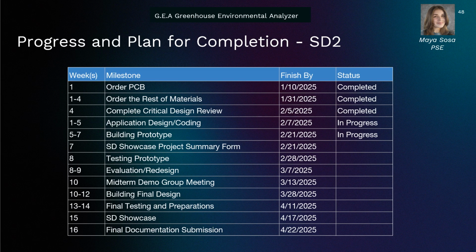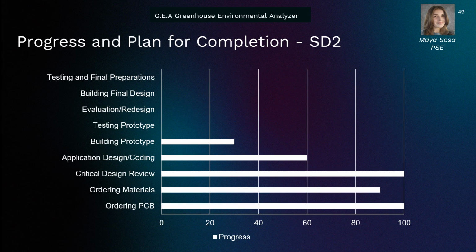As you can see, we have ordered our PCB, started ordering the rest of our materials, and completed our critical design review. Right now, we are doing our application design and coding and building our prototype. And here is a visual for the progress that I mentioned on the last slide.